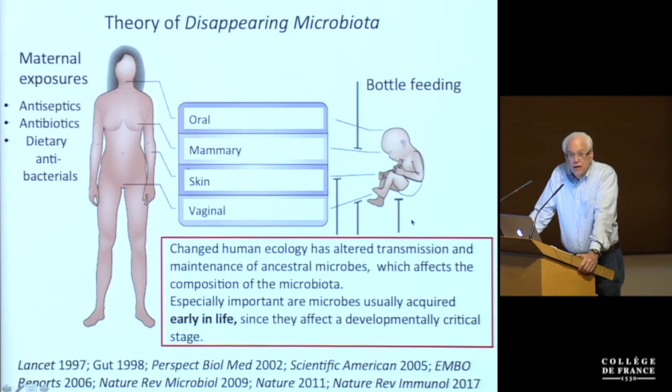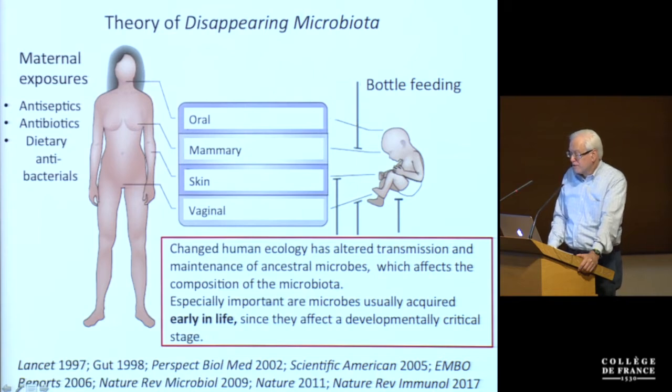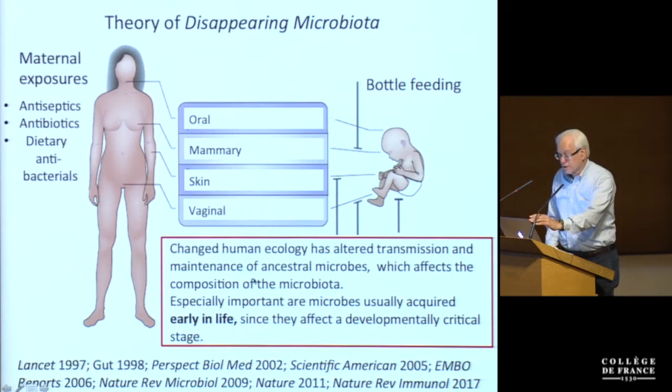So on the basis of these ideas, over the last really 20 years, I've been developing an idea which I now call the theory of the disappearing microbiota. And in essence, it has 2 concepts. The first is that changed human ecology has altered the transmission and maintenance of ancestral microbes, and that affects the composition of the microbiota. And second, that especially important are microbes that are usually acquired early in life, since they affect a developmentally critical stage, that stage in the first 3 years of life.